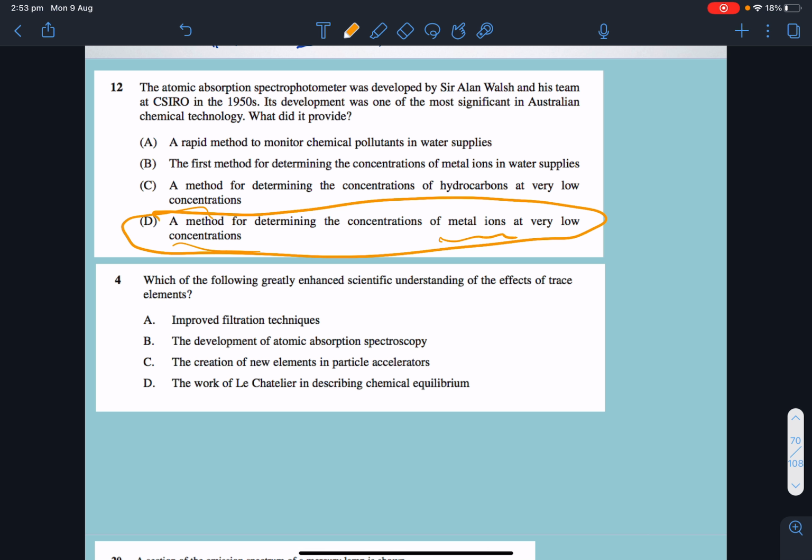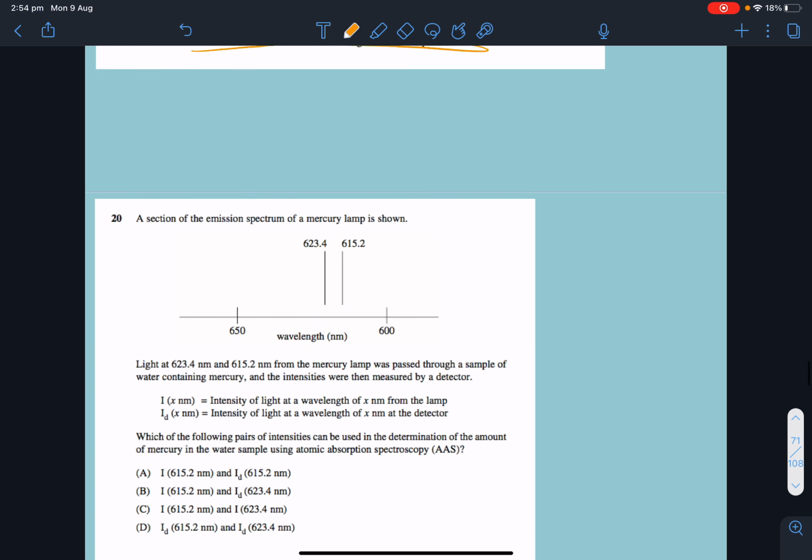Which of the following greatly enhanced scientific understanding of the effects of trace metals? Improved filtration? The development of atomic absorption spectroscopy. New elements in particle accelerators? Nah. Le Chatelier? Nah. AAS. Trace elements, trace metals.